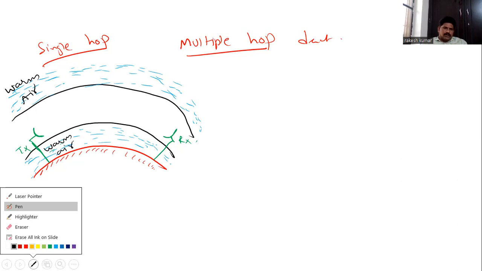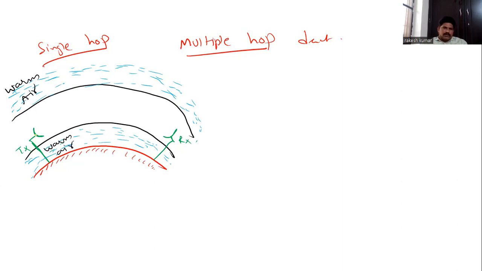Okay. So whenever a signal is transmitted from the Earth surface, it enters here. What happened here? Cool air has higher density and warm air has lower density. So whenever the signal goes from cool air to warm air, it faces reflection and comes back to the receiver, like this.